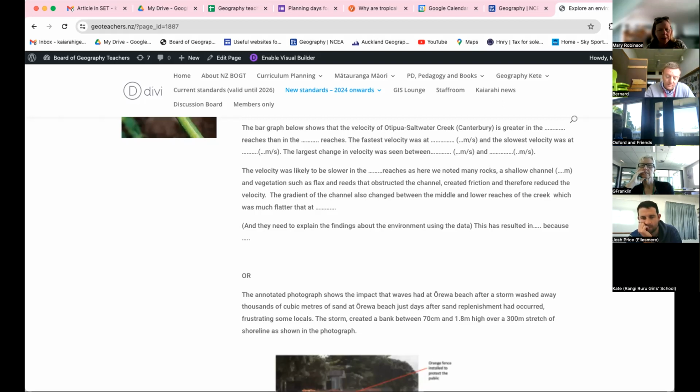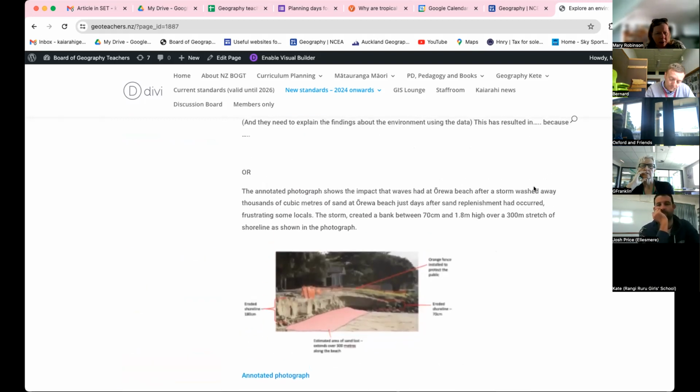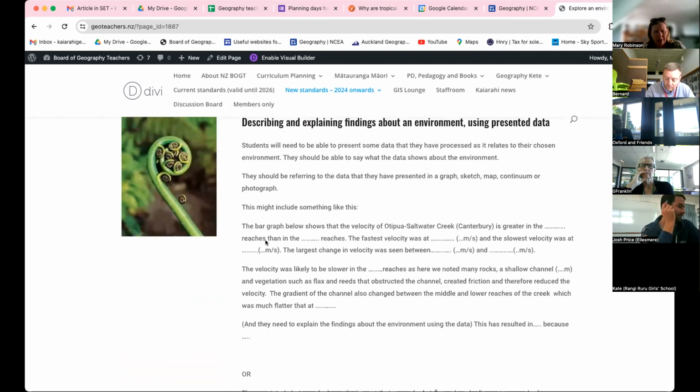You're not really marking their graph construction or their annotated photograph and how well they've done it, but you're checking to see that they have processed and presented some data. Okay. And refer to it. So in the standard, it talks about referring to that. So there are a couple of examples of how they could refer to data.